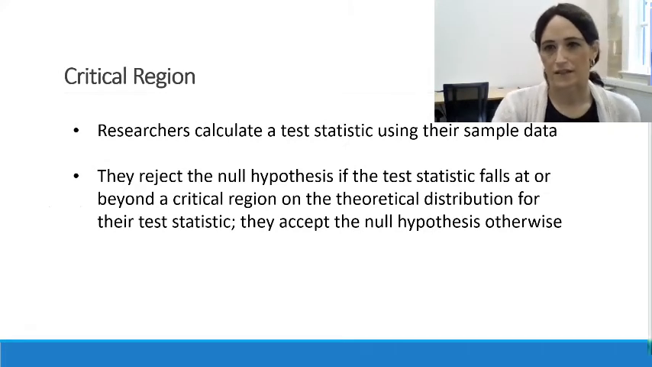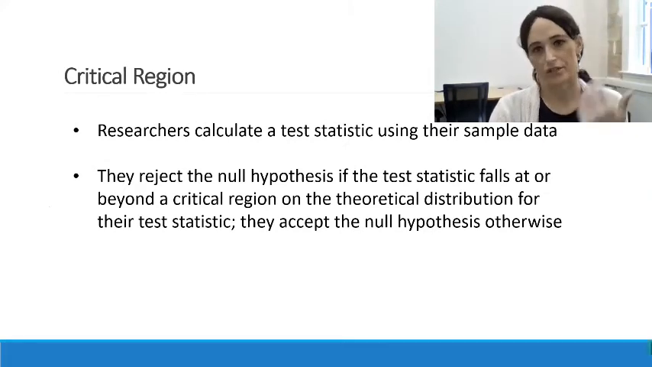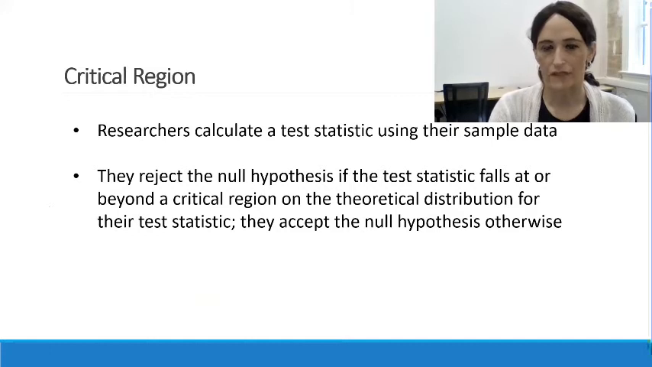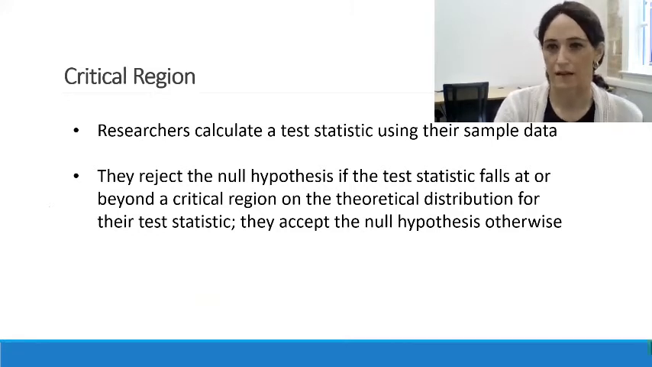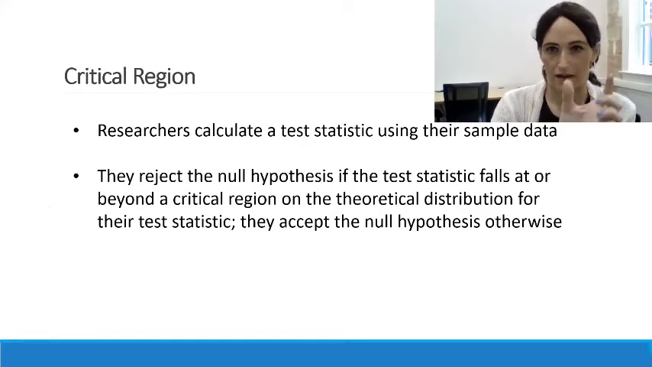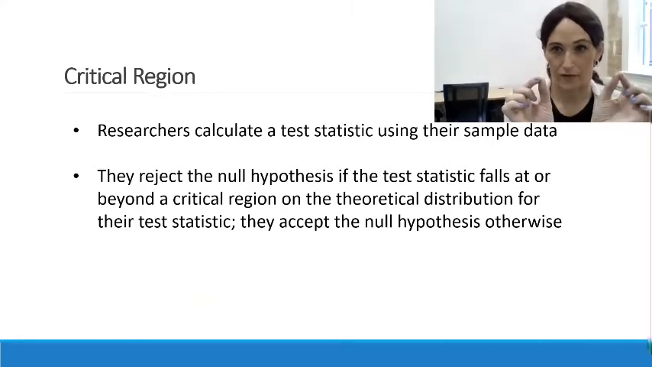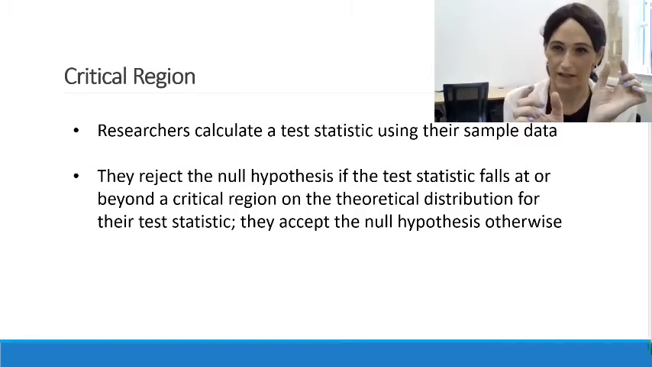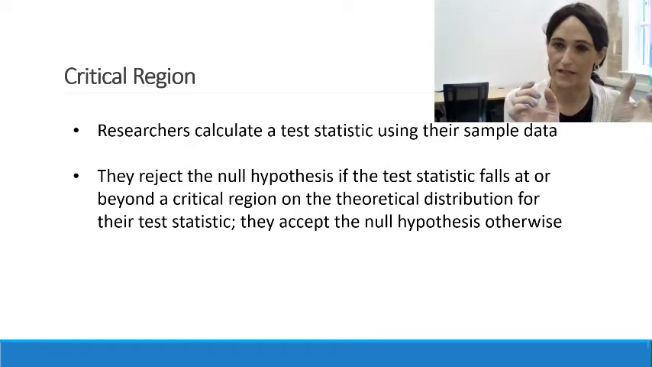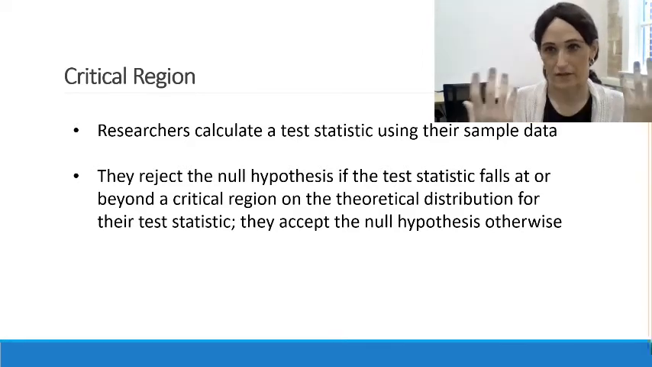Okay, so this gets us to the concept of a critical region of a distribution. Researchers calculate a test statistic based on some area of those probability distribution curves. And that area in the curve where we reject the null hypothesis is called the critical region. So anything above that value on the right tail, or anything below that value on the left tail, we would reject the null hypothesis.